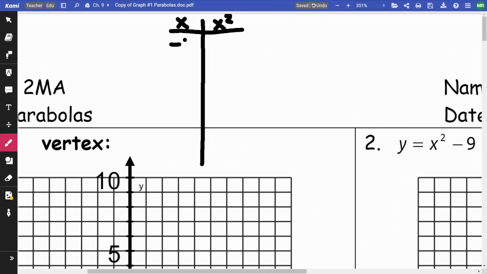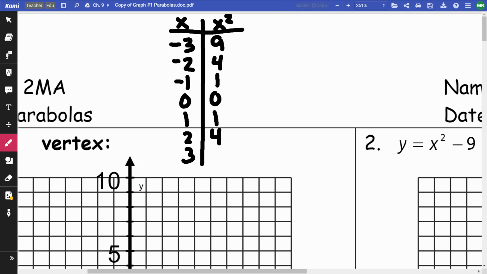And let's say I do -3, -2, -1, 0, 1, 2, and 3. So I'm going to be squaring a -3, which is a 9. I'm going to be squaring a -2, which is a 4. I'm going to square a -1, which is a 1. Squaring 0 is 0. Squaring 1 is 1. Squaring 2 is 4. And squaring 3 is 9. So those are the points that I'm going to be dealing with for a regular y equals x squared graph.